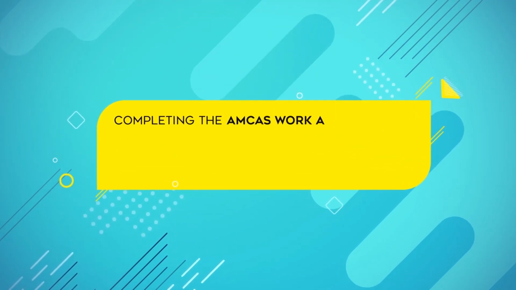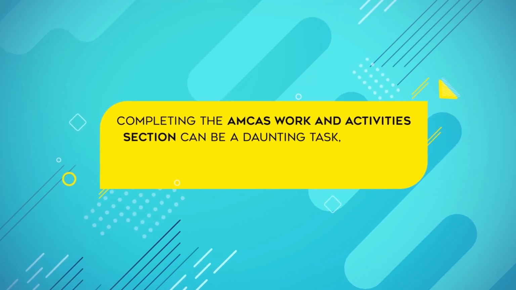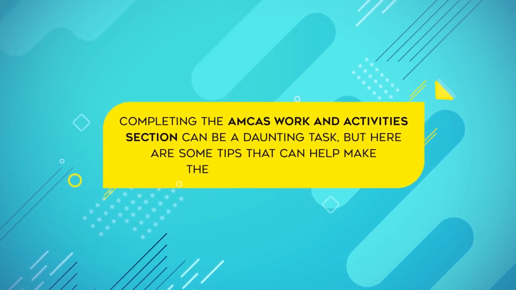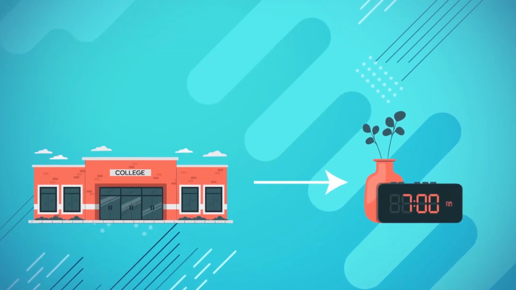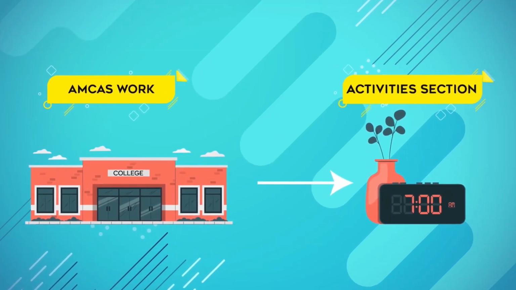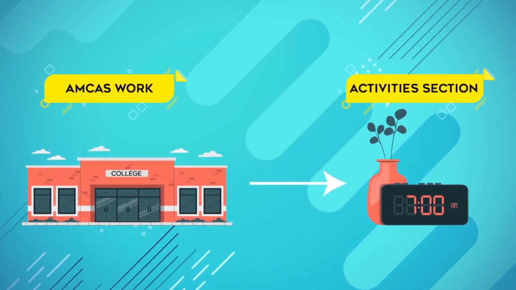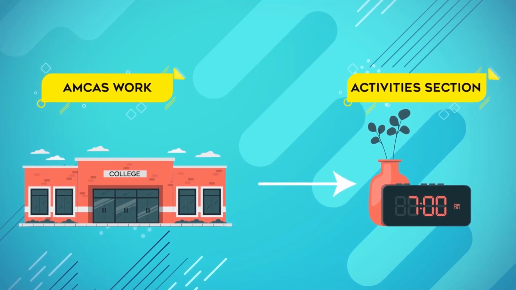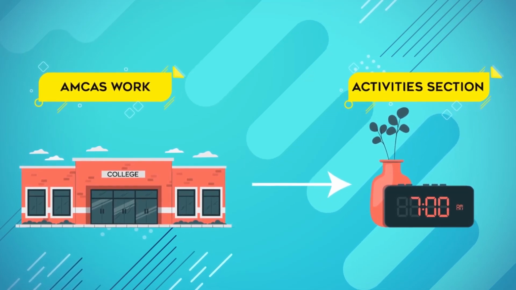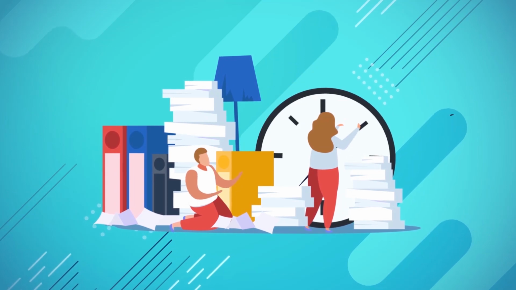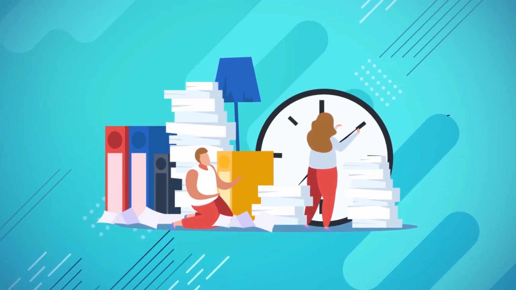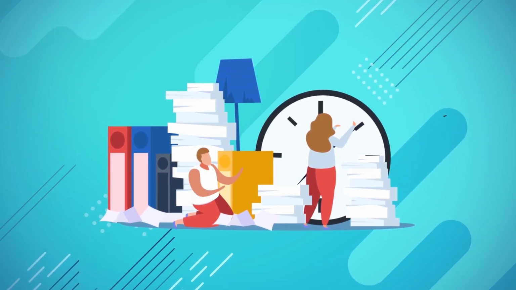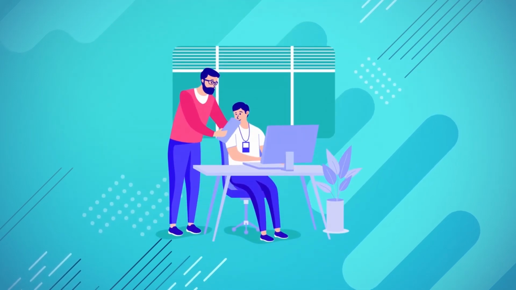Completing the AMCAS work and activity section can be a daunting task, but here are some tips that can help make the process smoother. First, start early. The AMCAS work and activity section allows you to list up to 15 experiences and activities from the time you started college until the present. This can be a daunting task, so it's important to start early to give yourself enough time to gather all the necessary information.